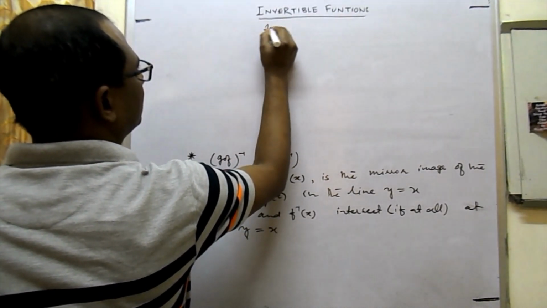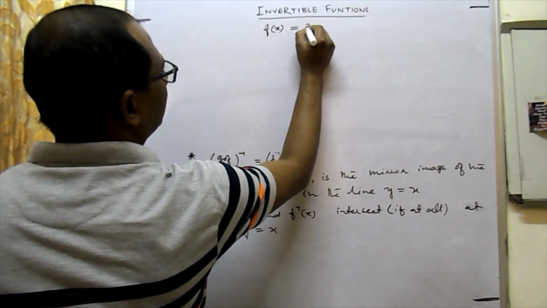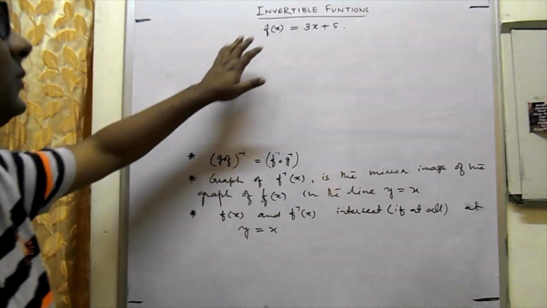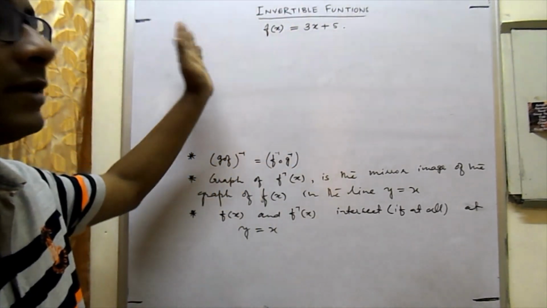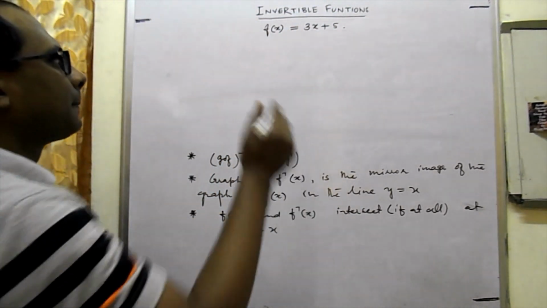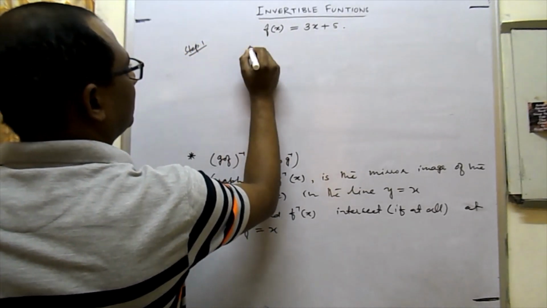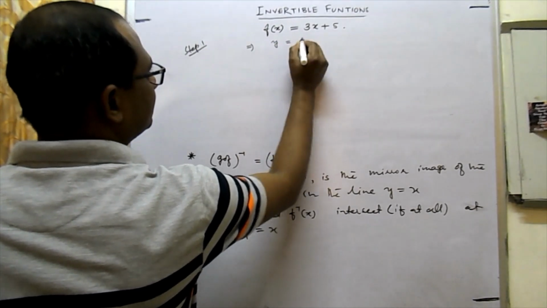Suppose we have to find the inverse of this function from R to R, f(x) equal to 3x plus 5, defined in R to R. So step 1 will be: write y in place of f(x).